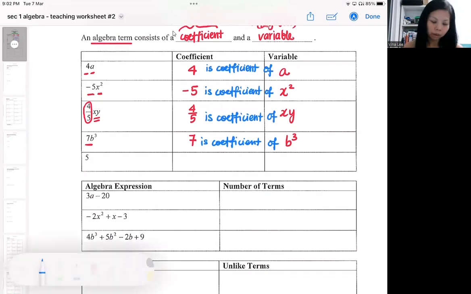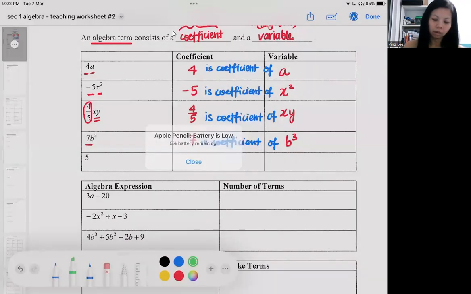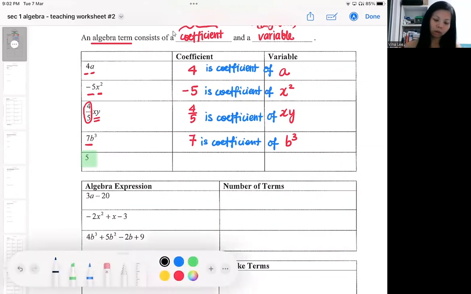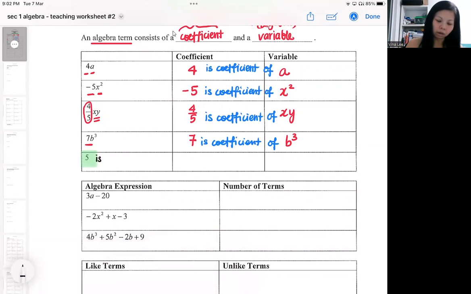Okay, when you see a number like this, there is no algebra. So when there is no algebra, essentially it is called a constant term. So here, 5 is a constant. So a number that doesn't come with algebra is known as a constant.